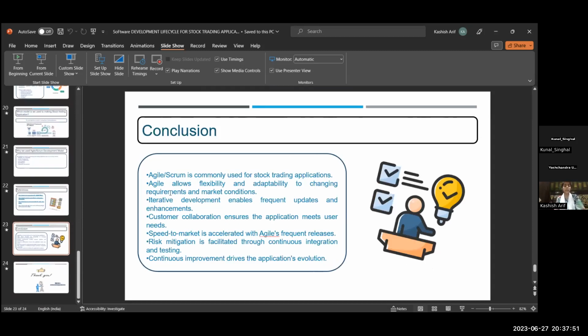So this is the conclusion. Agile is commonly used for stock trading applications. As we said, agile allows flexibility and adaptability to changing requirements and market conditions. Iterative development enables frequent updates and enhancements. Customer collaboration ensures the application meets user needs. Speed to market is achieved with agile frequent releases. Risk mitigation is facilitated through continuous integration and testing. Last one, continuous improvement drives the application evolution. In every software, there is a need for upgradability. So we can use the agile model for that.